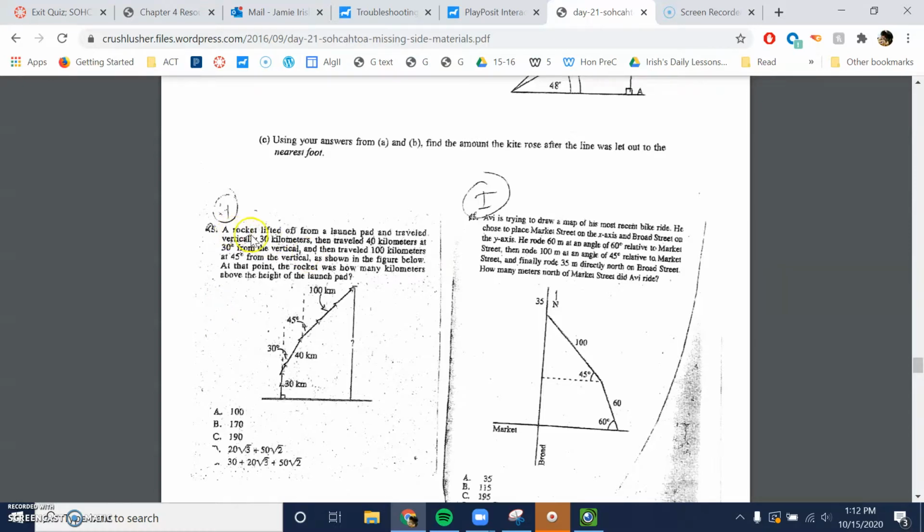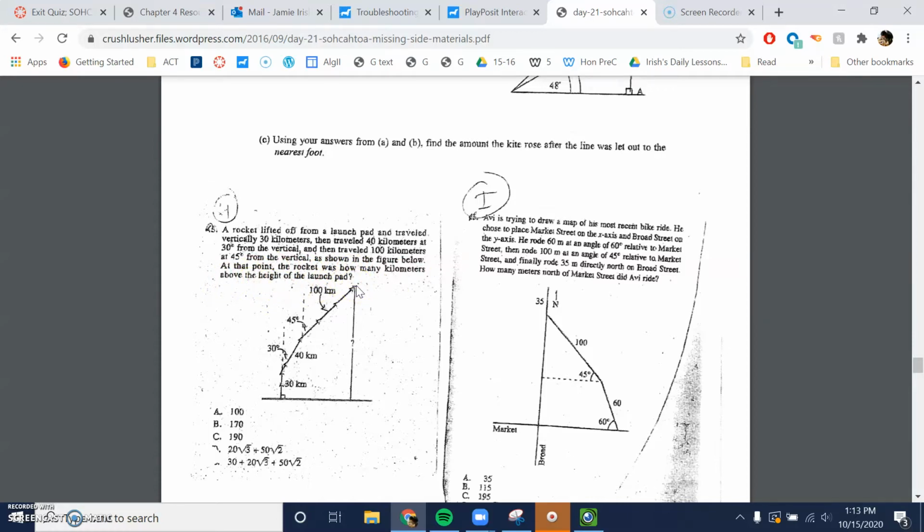Following as I read: a rocket lifted off from a launch pad and traveled vertically 30 kilometers, then traveled 40 kilometers at 30 degrees from the vertical, then traveled 100 kilometers at 45 degrees from the vertical, as shown in the figure below. At that point, the rocket was how many kilometers above the height of the launching pad?